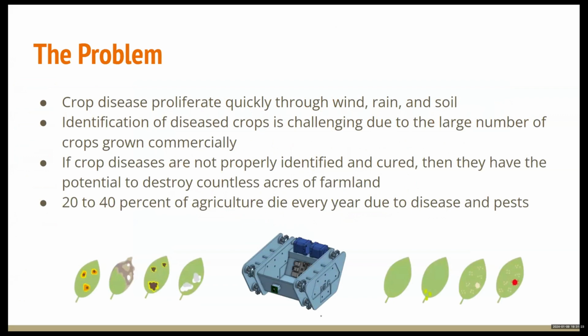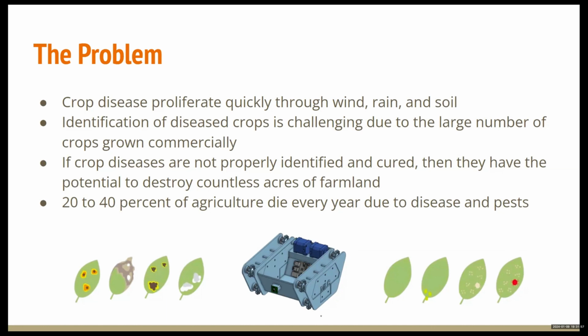So, the main problem that we noticed as a group when we were creating this project was specifically related to the proliferation of crop diseases, in that it is, especially nowadays, spreading extremely quickly across plantations and farms through wind, rain, and soil. And the identification of these diseased crops has become extremely challenging because there are so many of them grown commercially that it is very difficult to keep track of statistically, as well as in data sets, etc.